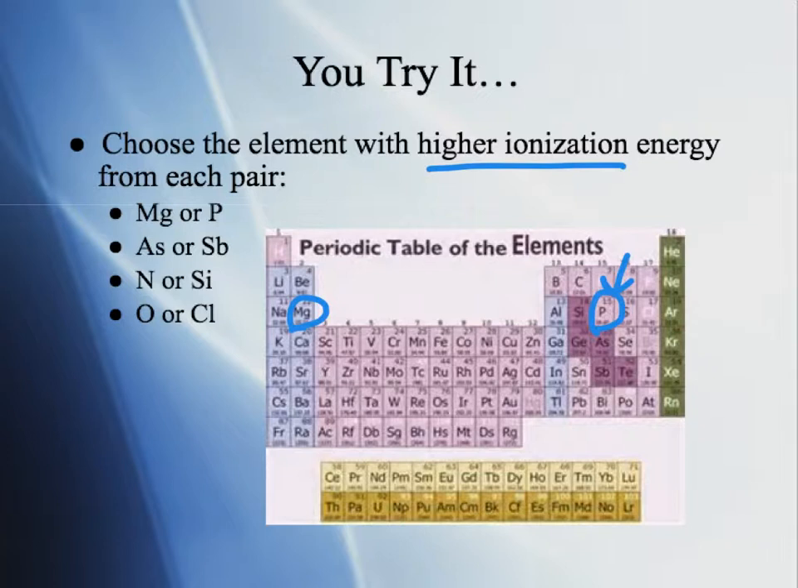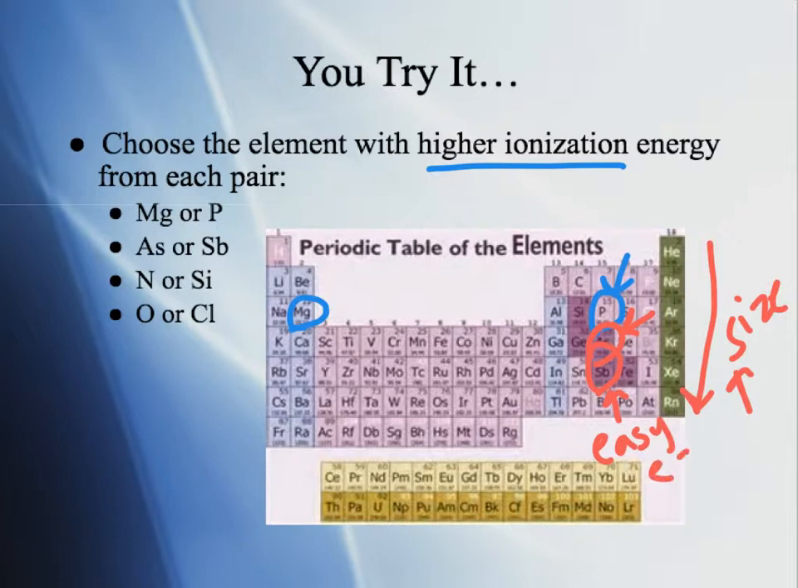Our next one is astatine versus antimony, right up and down from each other. Remember, as you go down a group, what happens to size? Size increases. As you increase size, you can't keep track as well of your valence electrons. So which one's going to have higher ionization energy? It's going to be astatine. Antimony is going to be a lot easier to take away electrons from than astatine. So astatine is going to have a higher ionization energy.